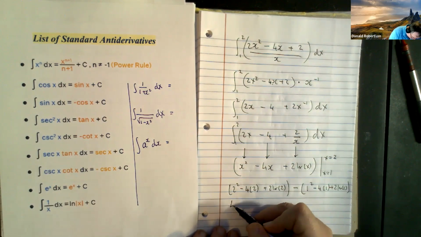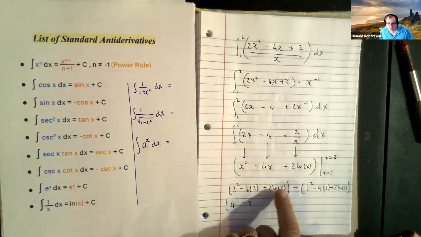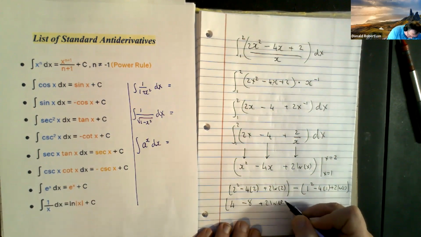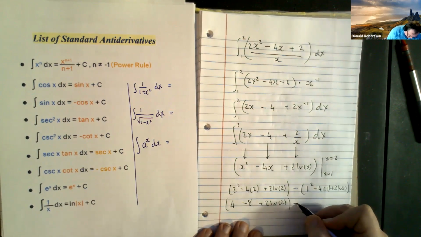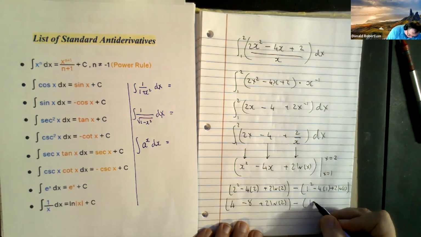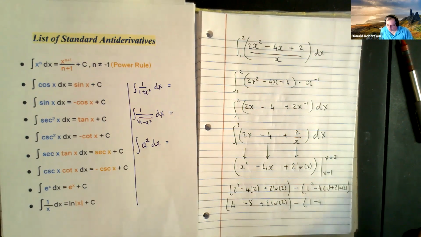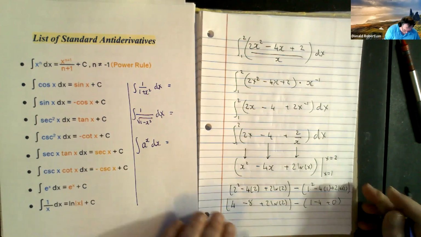Okay, that guy's 4. That guy's 8. 2 log 2. You could leave it as 2 log 2. You could turn it into the log of 2 squared, which is 4. It doesn't matter. That guy's 1. That guy's -4. What number is the natural log of 1? 0. So that means that guy doesn't matter.